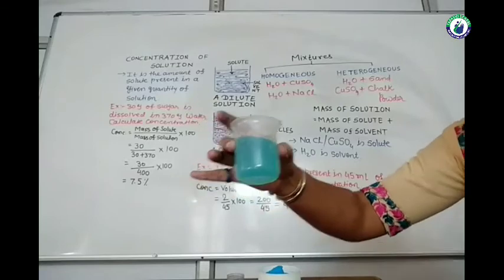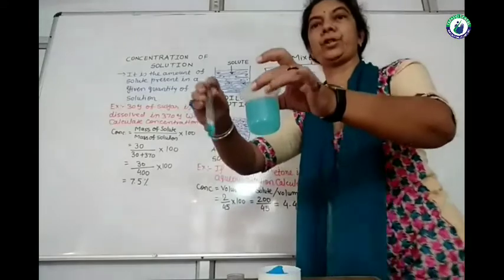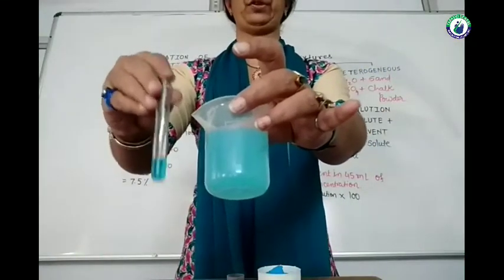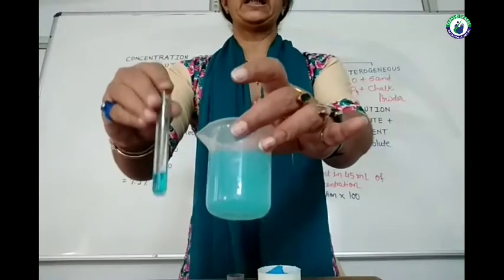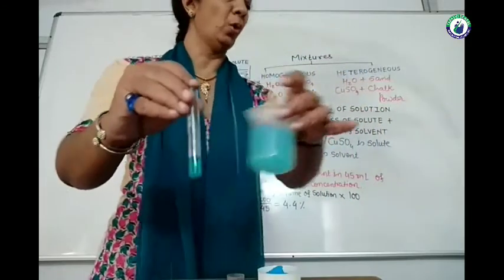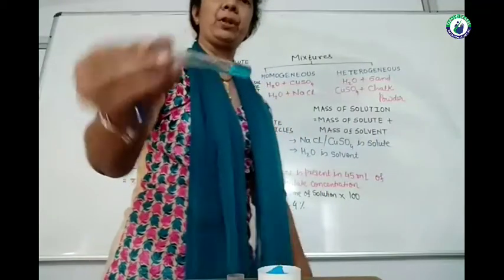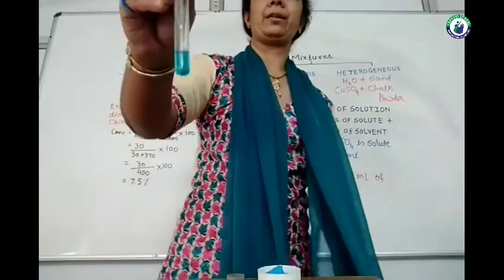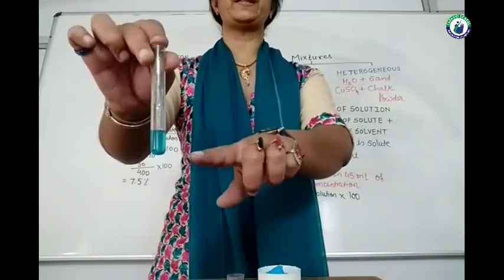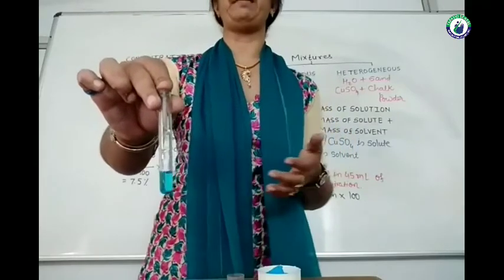Now compare the color of this CuSO4 solution and this CuSO4 plus water solution. This is the example of a true solution, which is a homogeneous mixture. Why are we saying this? Because in this you can see that the composition is uniform. Now we cannot see the particles of the solute in this, it is dissolved completely.